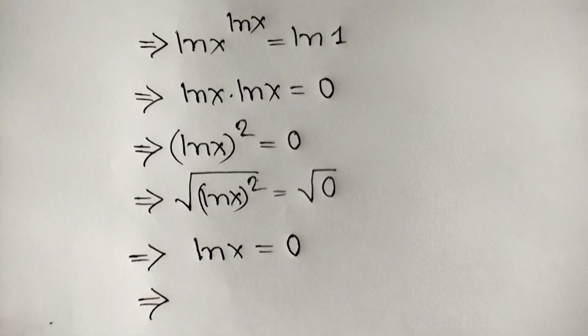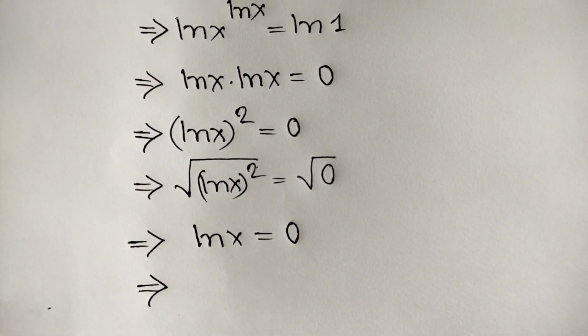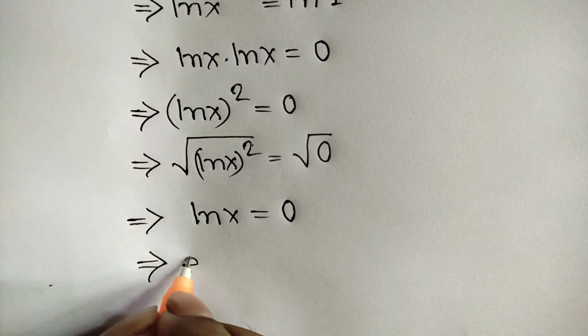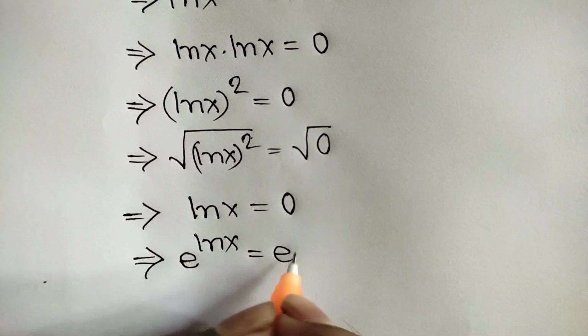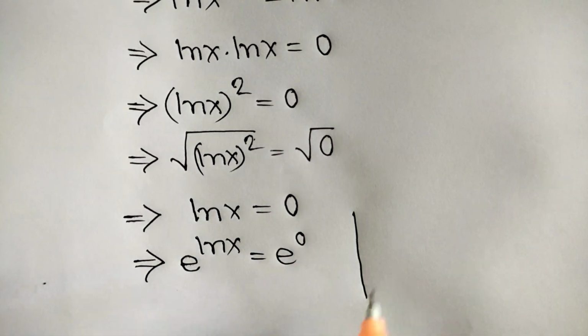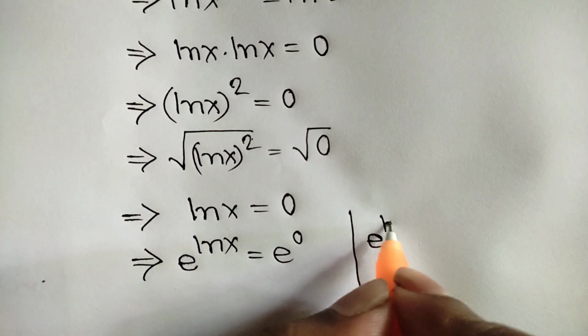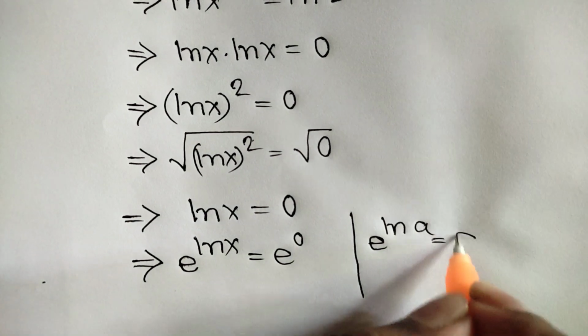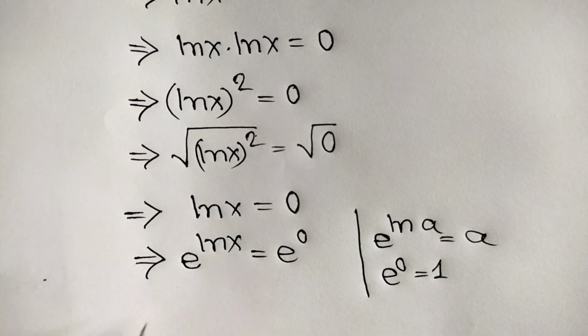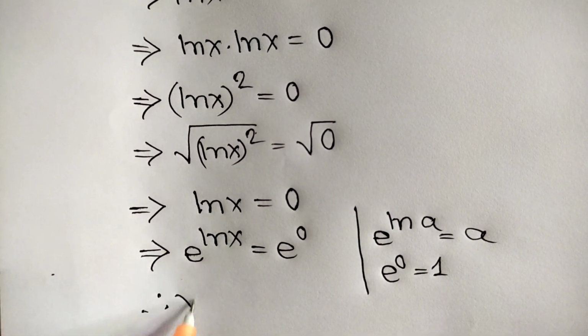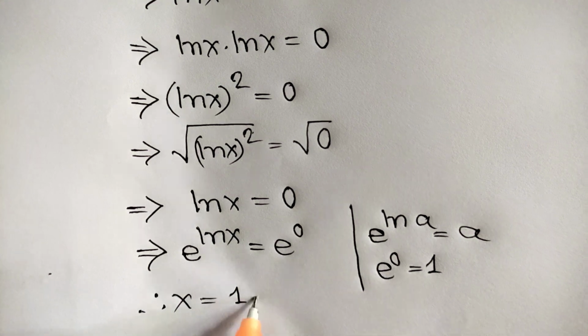Now taking base e to both sides we will get e to the power ln of x is equal to e to the power 0. Now we know e to the power ln of a is equal to a and e to the power 0 is equal to 1. So finally the value of x is equal to 1.